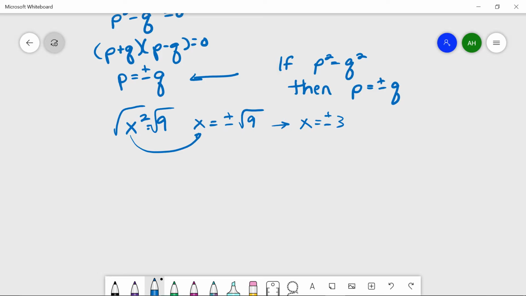If x squared equals 3, then x equals plus or minus the square root of 3.